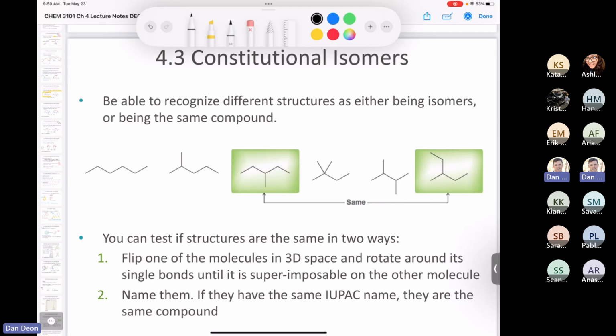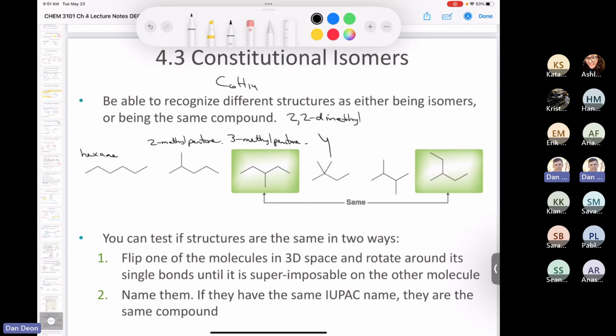You can either manipulate them in your mind and determine it that way, or you could give them names. And if you give them names and the names are different, well, then they're different compounds. So if we look at this compound, this one is hexane. This one we said was 2-methylpentane, right? And all of these are C6H14. This one here would be 3-methylpentane.